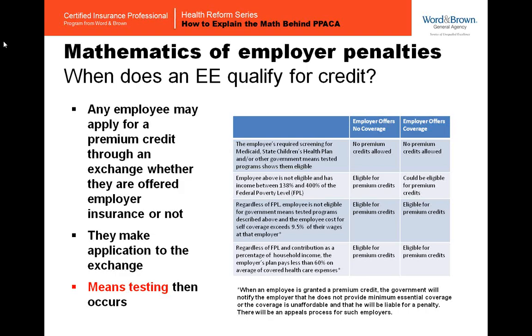Finally, in the last category, an employee could be eligible for premium credits and hence the employer eligible for penalties if the plan being offered did not meet the bronze level coverage, which is 60% of the average health care costs. In other words, it didn't meet the minimum definition of what insurance is. It had too high a deductible, too high a coinsurance, whatever it might be, or it was not a plan that met the essential benefits definition we talked about in our first seminar.